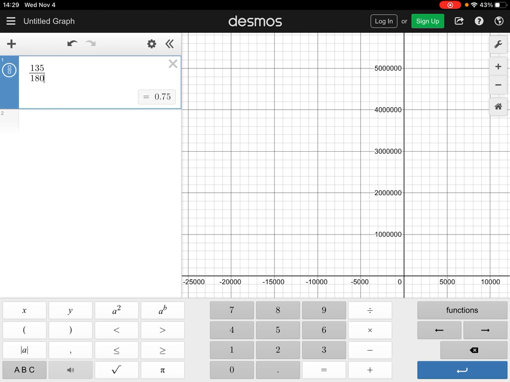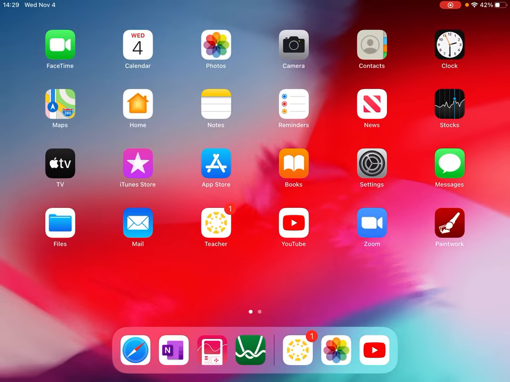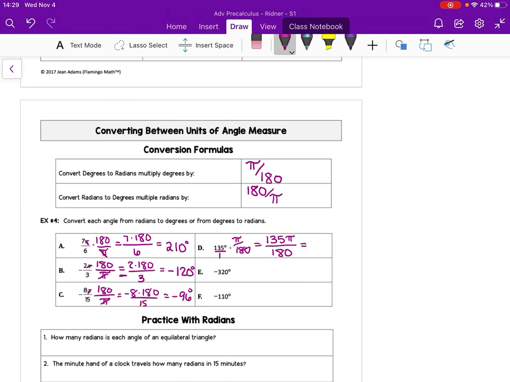Notice I do not put pi in there, okay? Do not put pi. Then over here on the left-hand side that's blue, the little fraction, if I click that button, it will change it to 3/4 for me. So I know that 135 over 180 reduced is 3/4. That means this is actually 3 pi over 4. I just carried the pi over and reduced 135 over 180. And I do that every time.